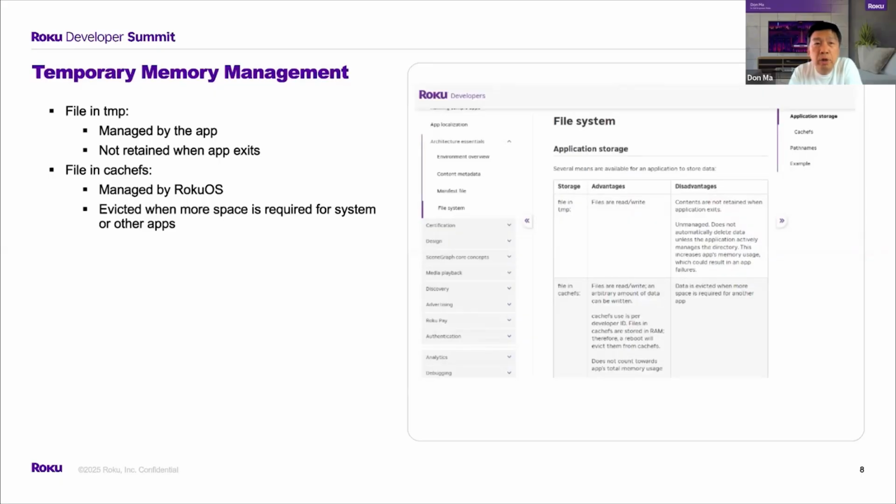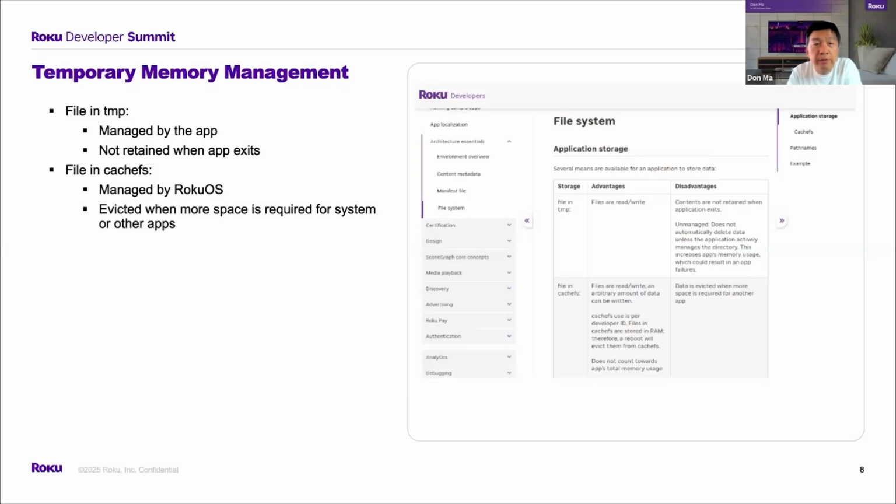Files in tmp:. These files are managed entirely by the app. You create them and you delete them. They are not retained once the app exits. Everything in tmp: is cleared when your channel closes. Because you control cleanup, if you leave large files in tmp: while the app is running, they will continue to use your app's memory and could lead to performance issues or even crashes. If you use the memory API, when you receive the low memory notifications, it is the time to remove some of the files in tmp:.